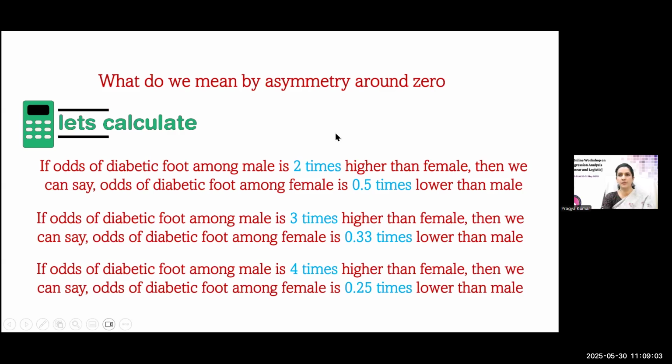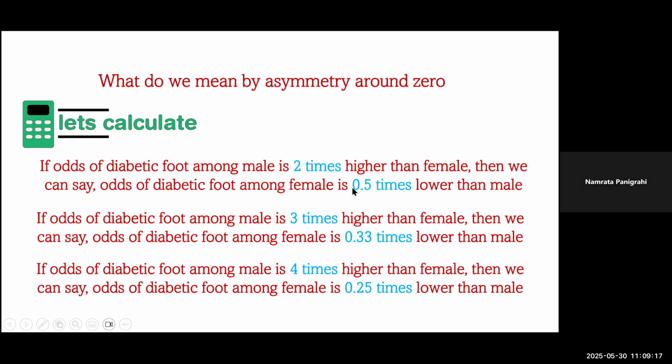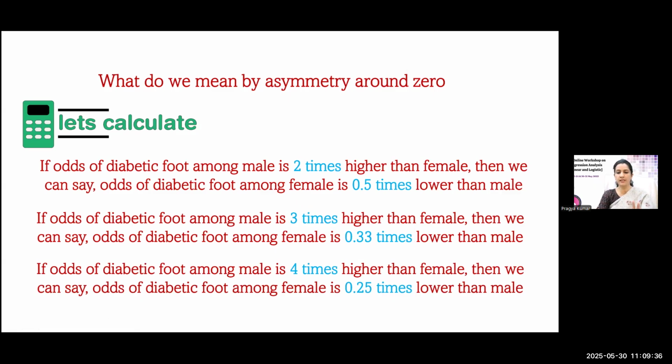So this is asymmetry. Why? Because if you say that male is 2 times higher than female, then you cannot say that the females are 2 times lower than males. In that case, you will have to say 0.5 times. Similarly, if you say that diabetic foot among male is 3 times higher than female, if you change the reference category, this value becomes 0.33. You cannot say that this is thrice lower. Oh, okay. So that's why it is asymmetrical.